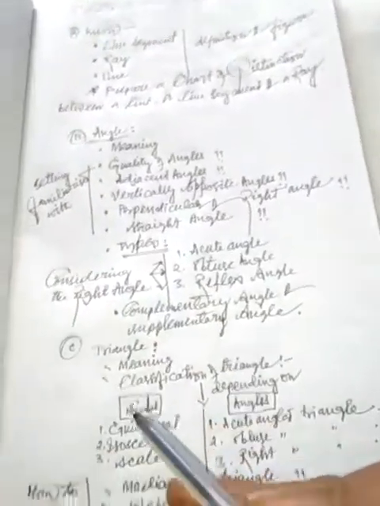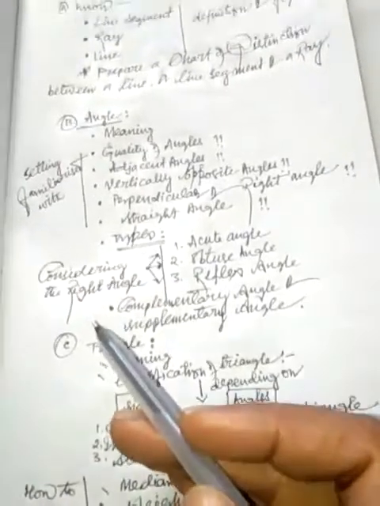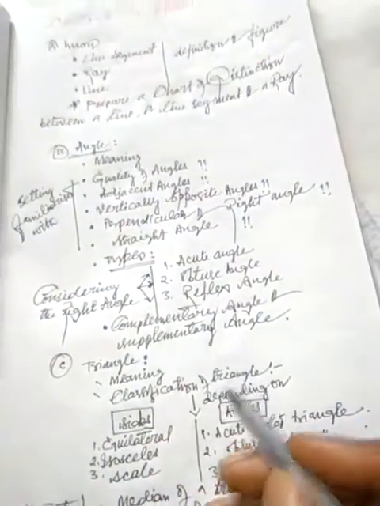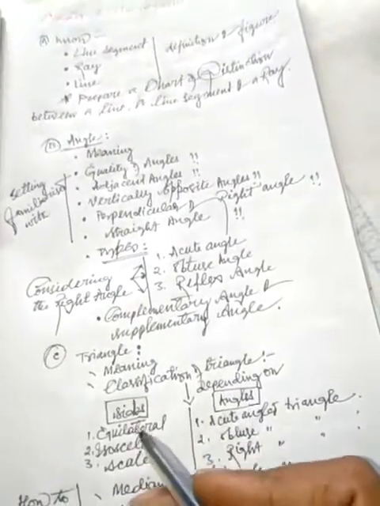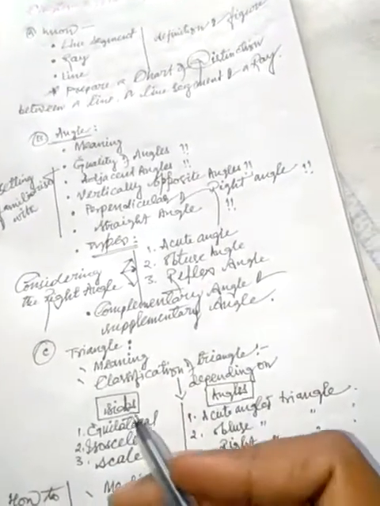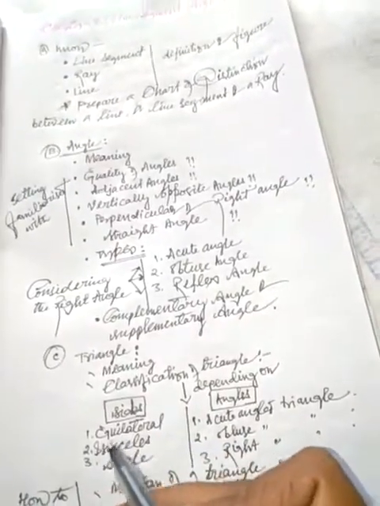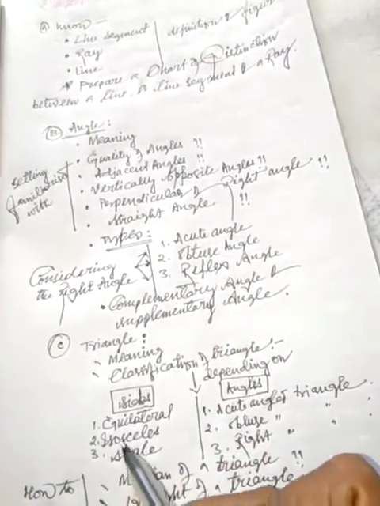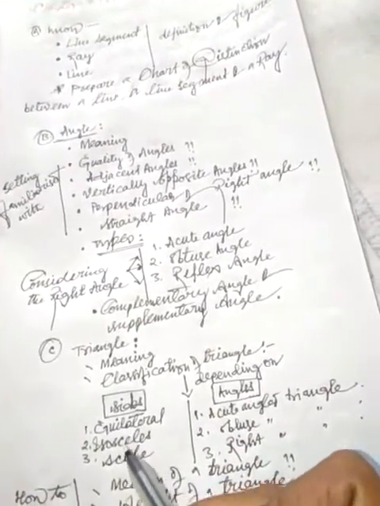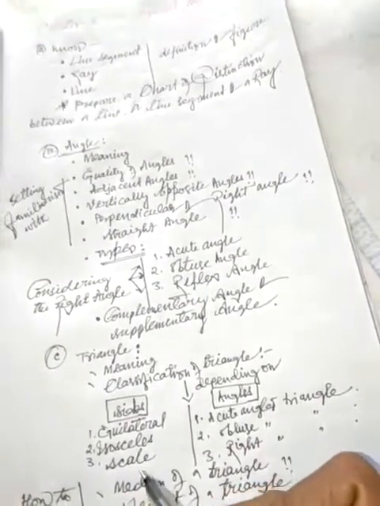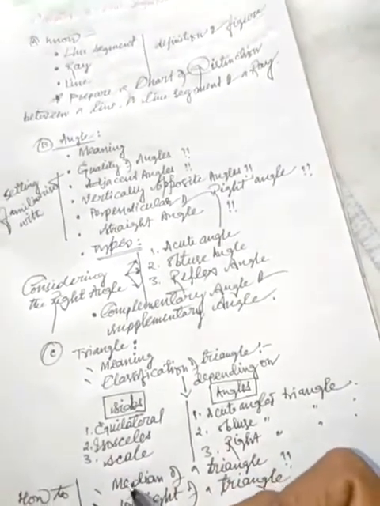So the last topic of this chapter is the triangle. So what is the meaning of triangle? What is the classification of triangle? So depending on the two things, number one is sides and second one is the angles. So depending on the sides, we can divide or classify any triangle into three parts. That is the equilateral triangle, isosceles triangle, and the scalene triangle.